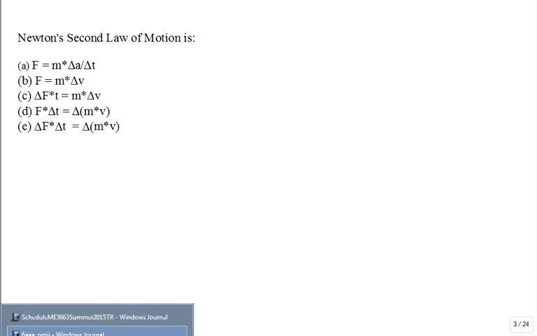First clicker question for today then. Newton's second law of motion can be written as... There are 5 of them up here. 4 of them are wrong. Only 1 is correct. Which one is correct? Select the correct one.